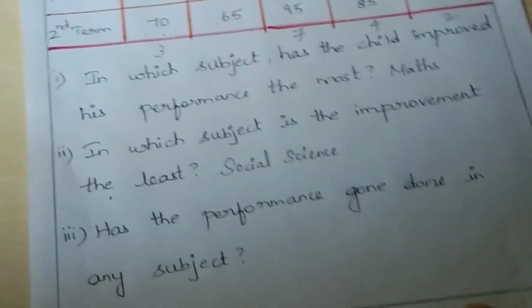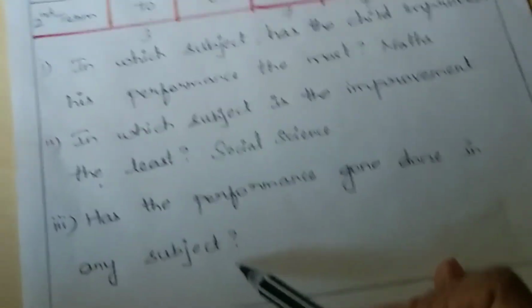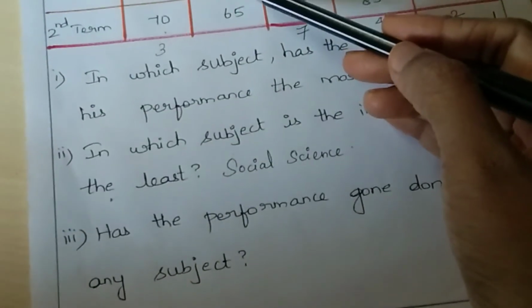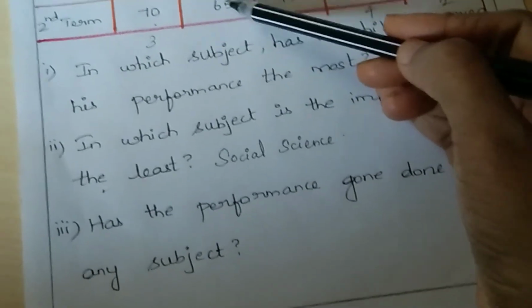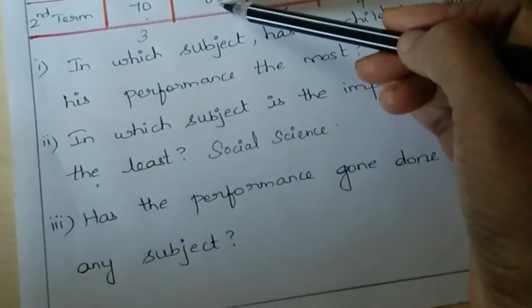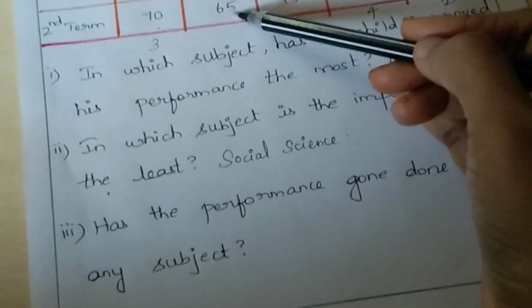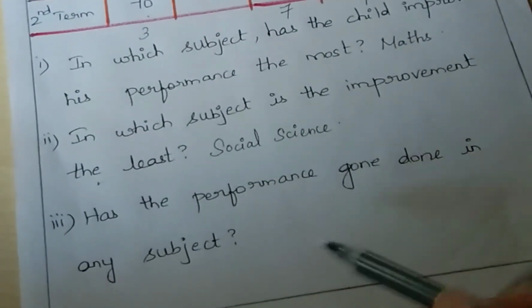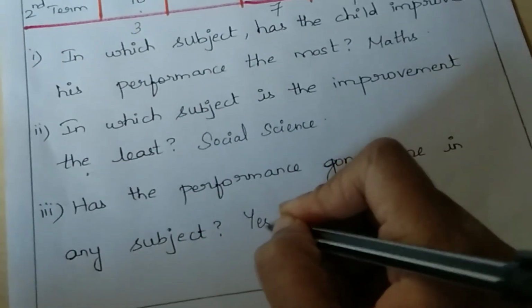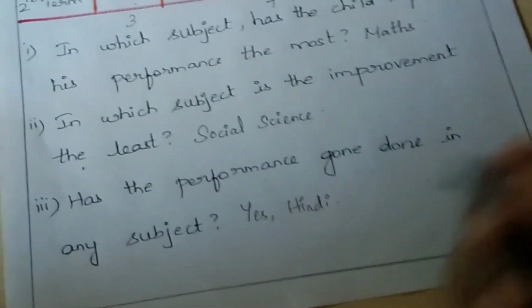Clear, children? Next one. Has the performance gone down in any subject compared to the first term? When you compare the first term and second term, has the performance come down in any of the subjects? Yes. The performance has come down in the subject Hindi. So, has the performance gone down in any subject? Yes. Which subject? Hindi. Clear, children?